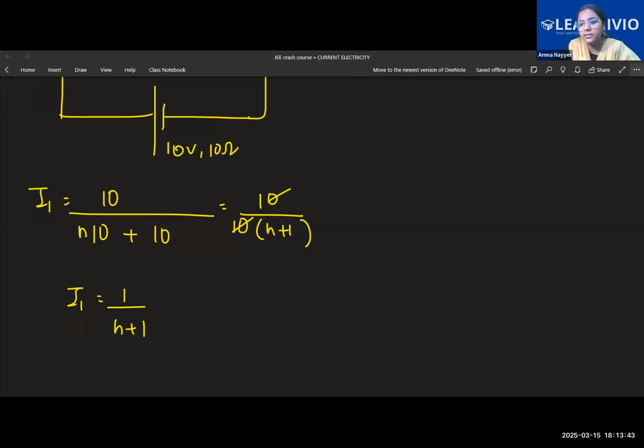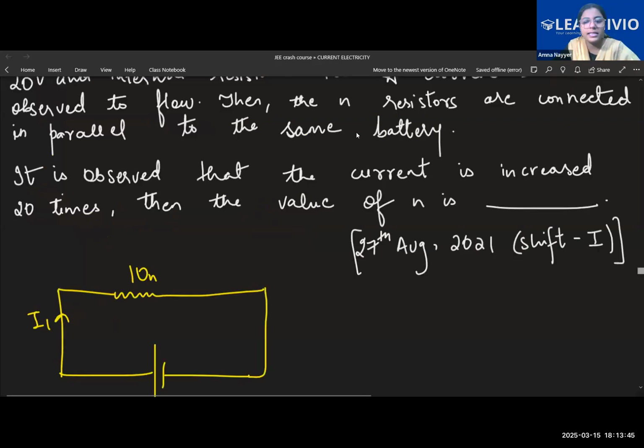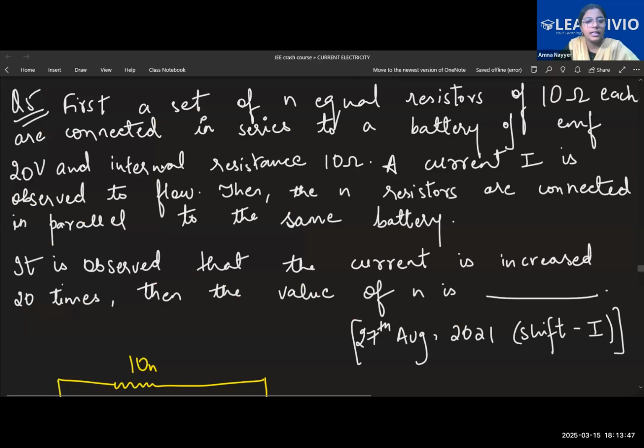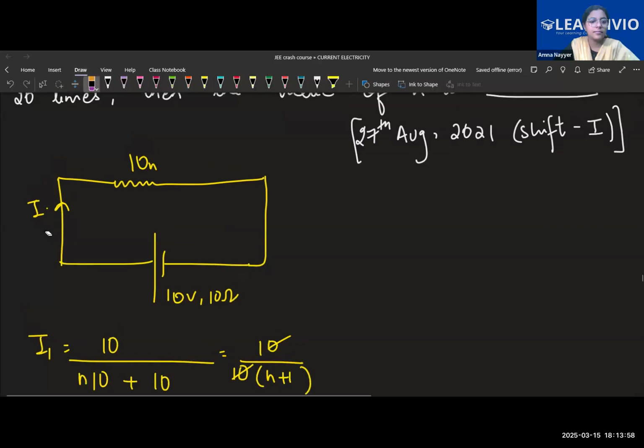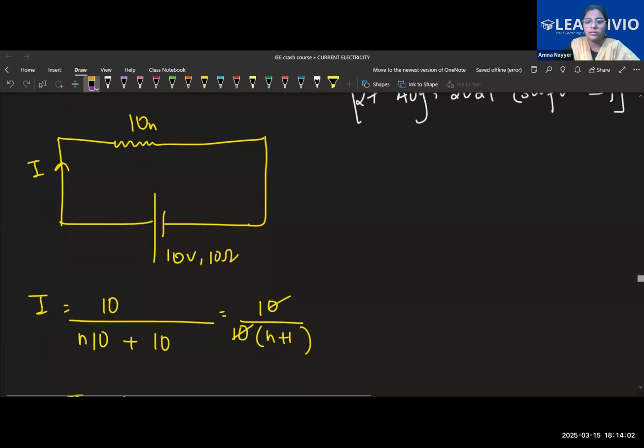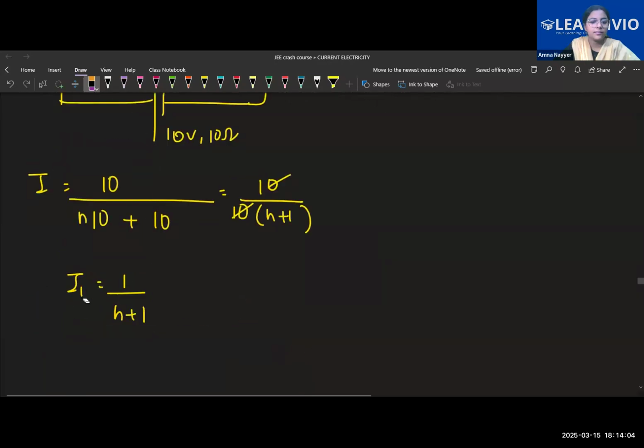Let's read the statements further. This says that now, internal resistance and voltage. A current I is observed to flow. That has flown. Okay, this is I, not I1. So I'll also make this as I. It's given in the question that the value is I.